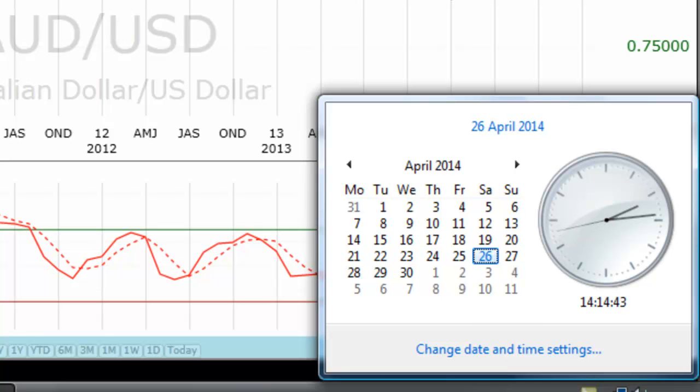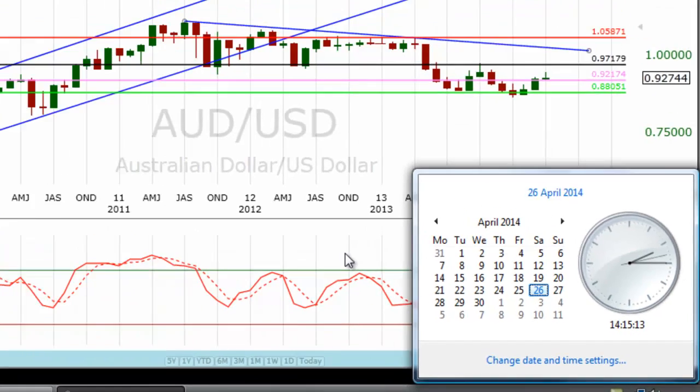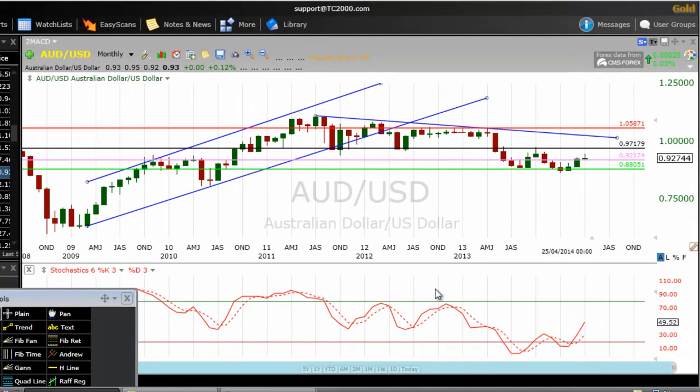We will highlight also key levels, and also talk about the current market pattern, and try to forecast what is likely to take place with this currency pair during this year, 2014. Let's get started. Today is the 26th of April 2014 and the time in London is 15 p.m. Happy Saturday to you all.